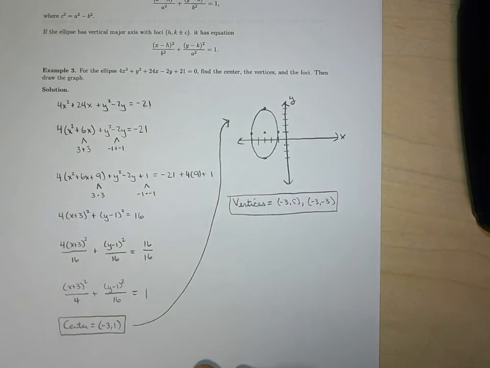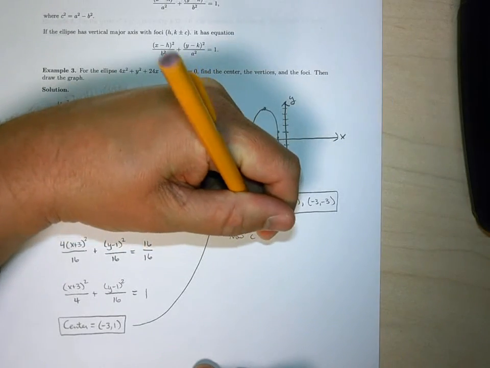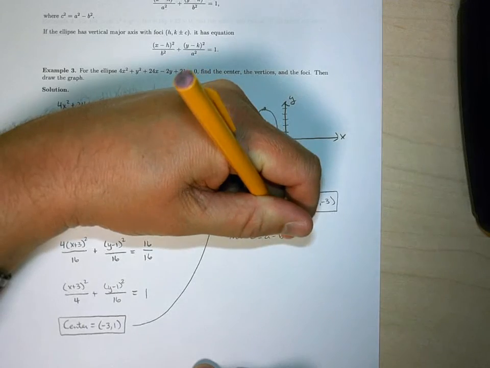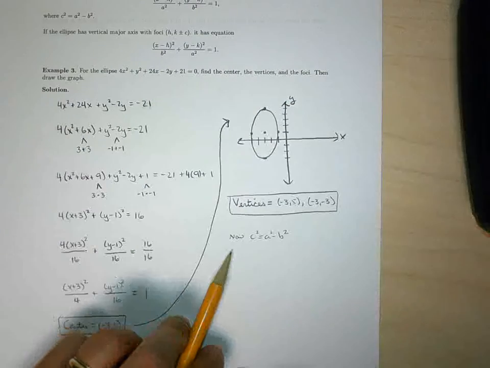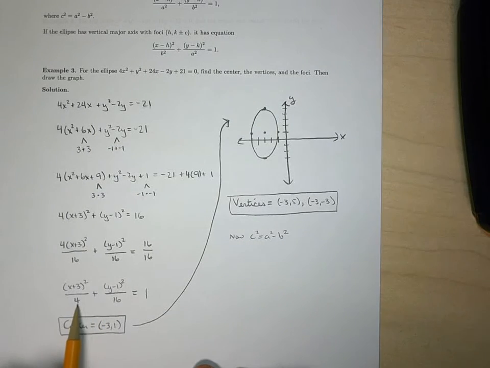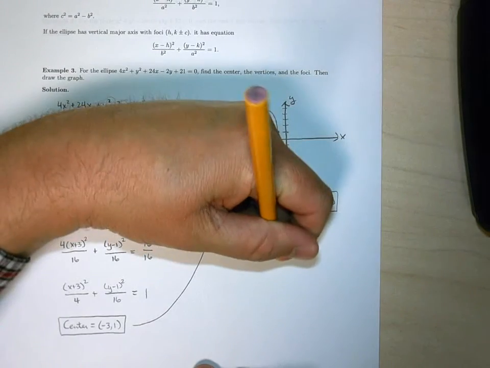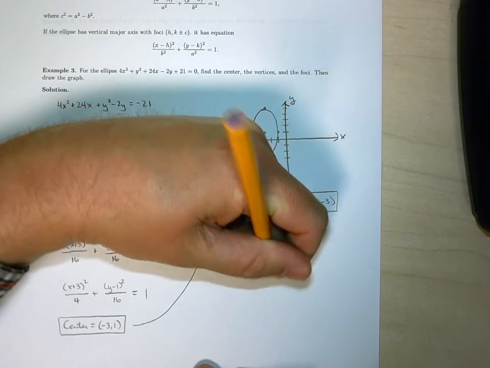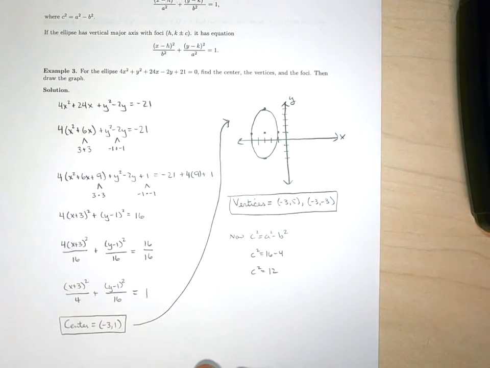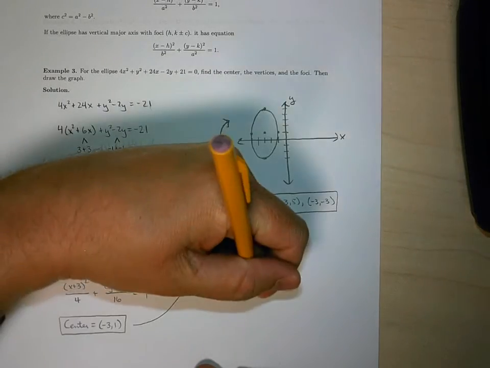Lastly, we look at the foci. Now c squared is a squared minus b squared. Again, a squared minus b squared just means take the bigger denominator minus the smaller. So c squared is 16 minus 4. In other words, c squared is 12. And therefore c is the square root of 12.